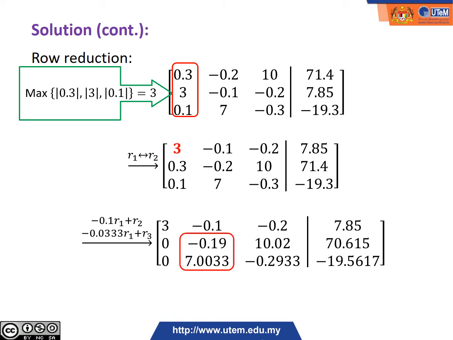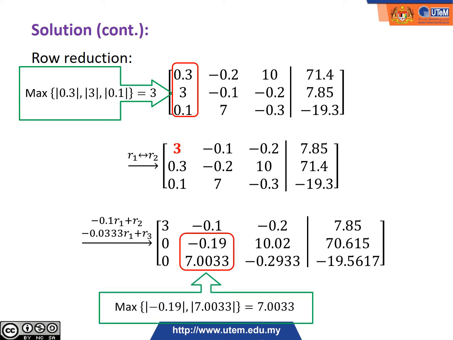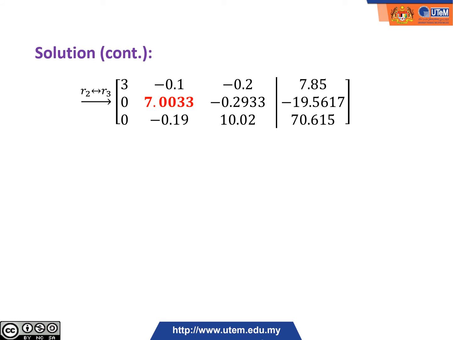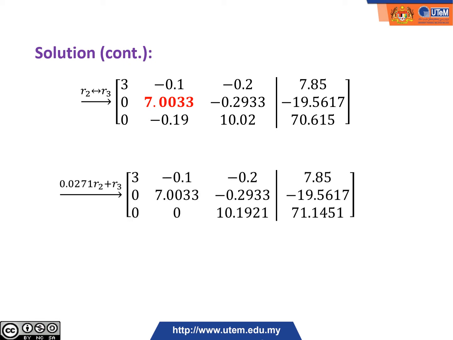Looking at the second column and second row downwards, the largest absolute value lies in row 3, which is 7.0033. Hence, row 2 and row 3 are interchanged to ensure largest absolute value to the pivot element. Next, elementary row operation is carried out to row 3, which is row 2 multiplied by 0.0271 and added to row 3. This is to reduce the entry under the pivot element to 0.